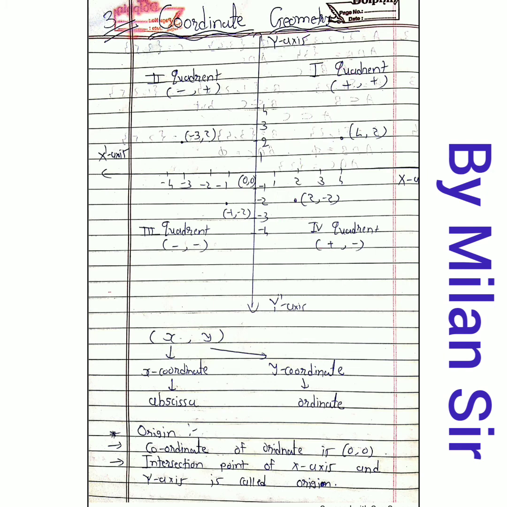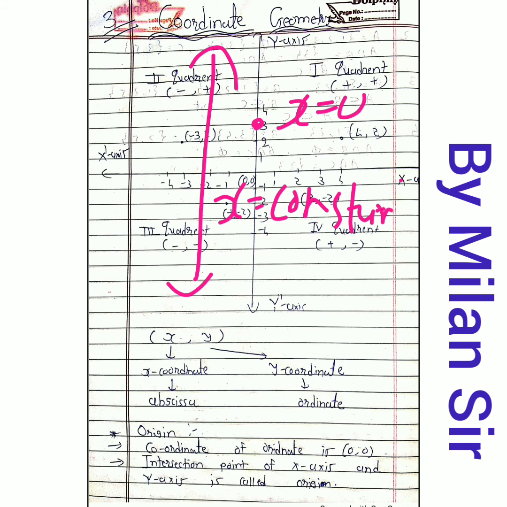Again I repeat these things. If our point lies on the x-axis, then the y coordinate is 0. If our line is parallel to the x-axis, then the y coordinate is constant. If our point lies on the y-axis, then the x coordinate is 0. And if our line is parallel to the y-axis, then the x coordinate is constant.